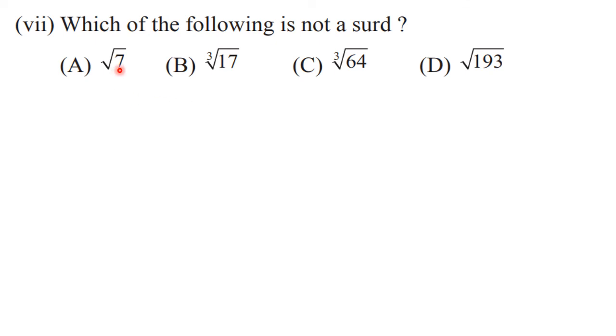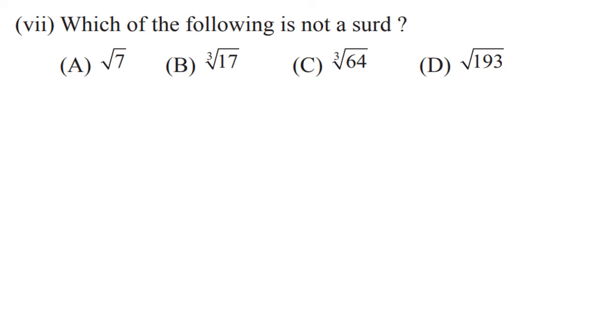Then second condition, the number inside should be a positive rational number. So here also 7, 17, 64 and 193. That means all are positive rational numbers. Now the third condition, that the number overall should be an irrational number. See here, 7 is not a perfect square, so it's an irrational number. 17 is not a perfect cube. See, I am talking about cube because order is 3. 17 is not a perfect cube, so again it's an irrational number.